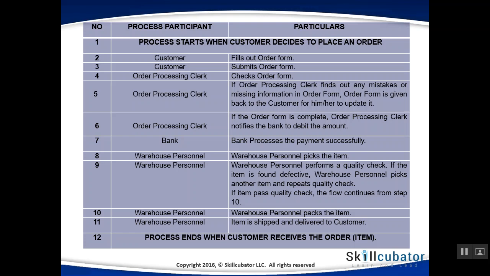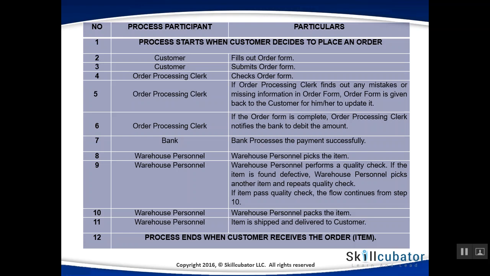Step 8, once the payment is successfully made, the warehouse personnel will pick the item, and step 9, he or she will conduct a quality check. If the item is found to be okay, then we go to step 10. Otherwise, if the item is found defective during the quality check, the warehouse personnel will go and pick another item and repeat the quality check. So again, we have a loop here.